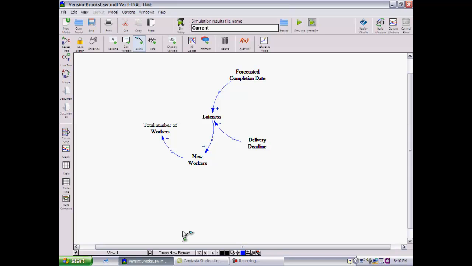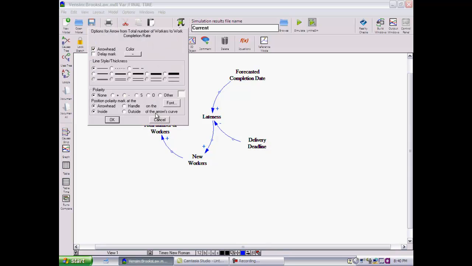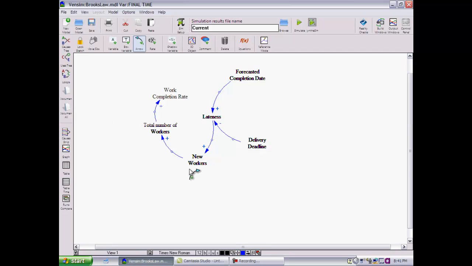So in my mind, I would like to add an intermediate variable just to be explicit in representing my thinking. So I just write work completion rate. Okay, so that's my thinking, and my logic is as follows. If total number of workers increases, the rate at which work gets completed also increases. So this link has a positive polarity. Again, notice that each time I'm drawing the polarity of a link, I'm considering that link in isolation. I'm not trying to reason through any chain or loop.